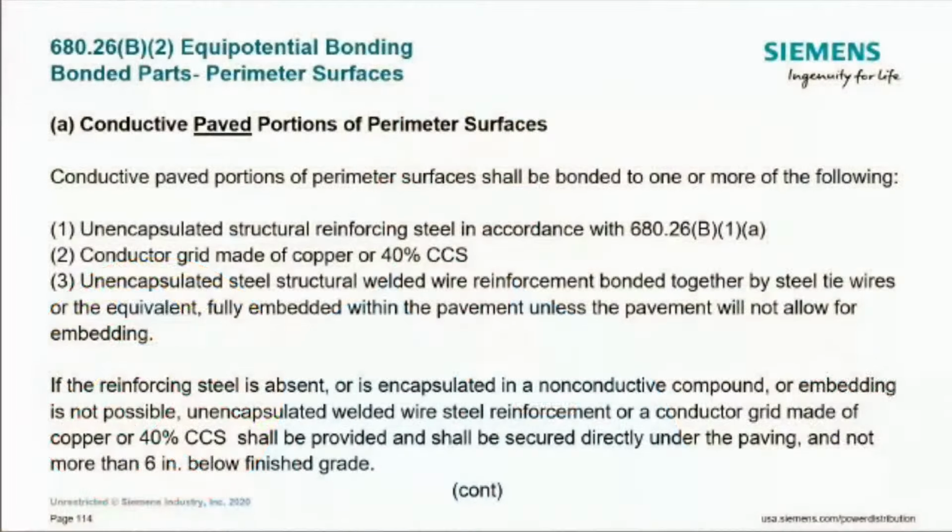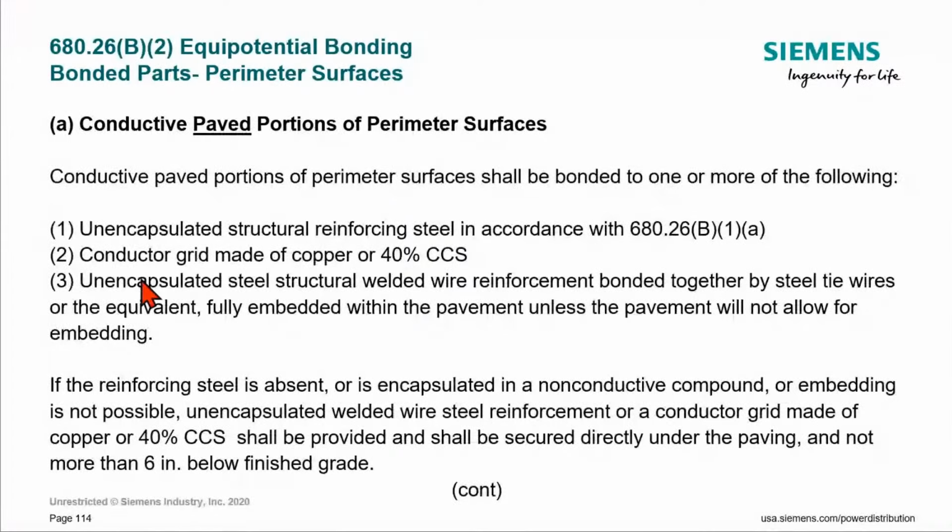Well, I can tell you this next choice is what I'm going to tell you is the cheapest choice, in my opinion, or maybe it didn't get cheaper now that ASTM and all got involved. But let's look at the next one. Number 3, it says unencapsulated steel structural welded wire reinforcement mesh. Bonded together by simple tie wires again or something equivalent. I'm not sure what would be equivalent. I'm sure it's not a tie wrap. That would certainly not be equivalent to a steel tie wire.